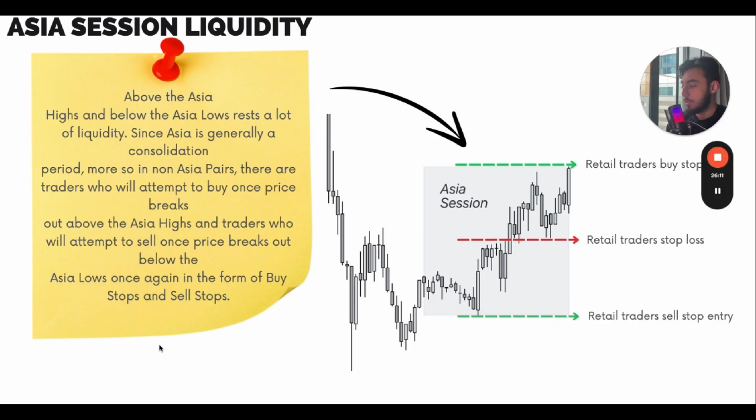But there are a bunch of traders who believe that once the Asia session finishes, if the market first breaks the Asia high, the market is going to be bullish. So they put their buy stop here. They're waiting for the market to break the Asia high, so they can catch that bullish market structure.